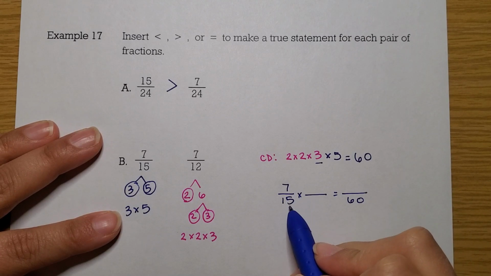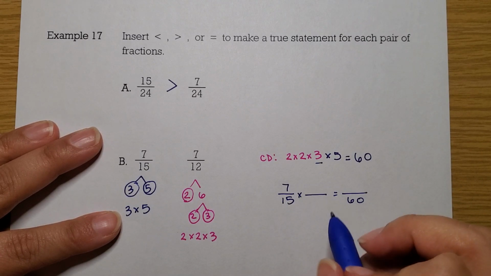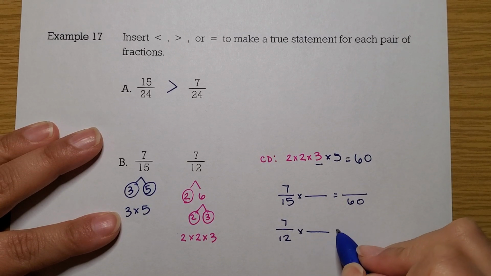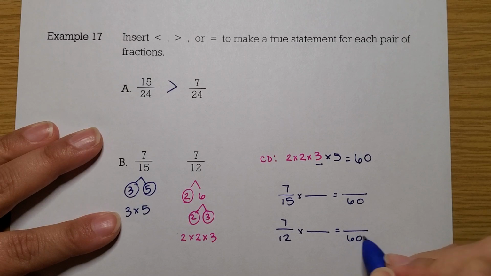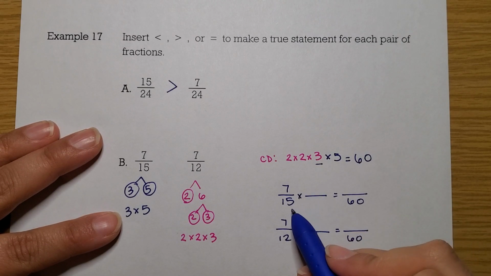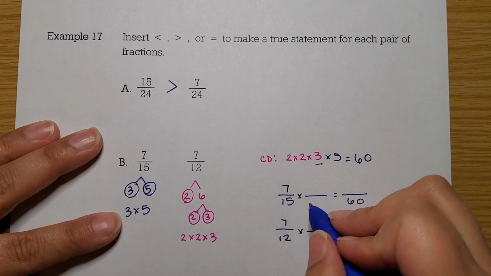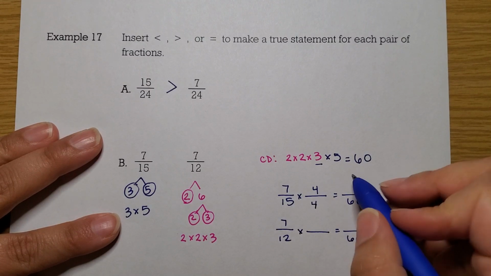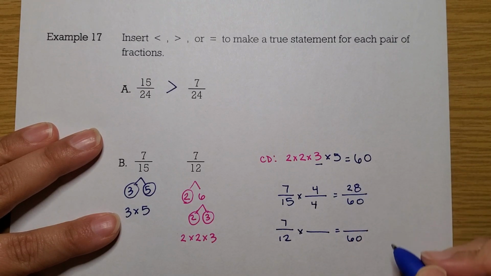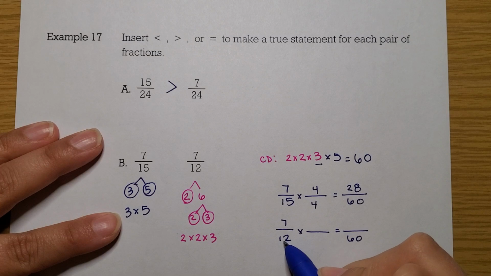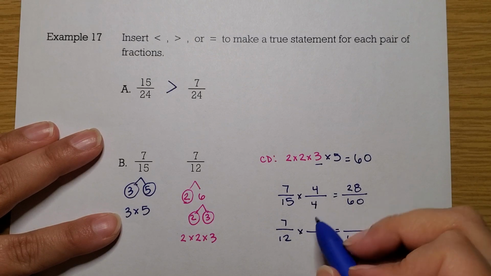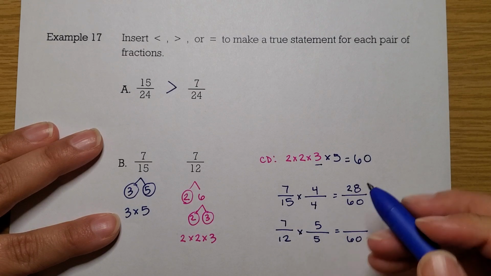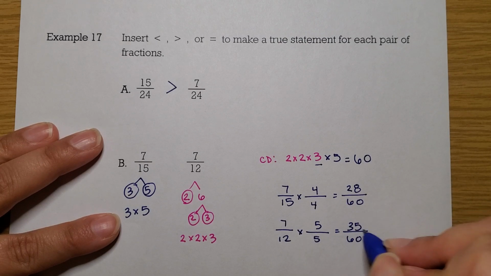So I want to rewrite 7/15 to have a denominator of 60, and I want to rewrite 7/12 to have a denominator of 60. 15 goes into 60 4 times, and 4 times 7 is 28. 12 goes into 60 5 times, and 5 times 7 is 35.